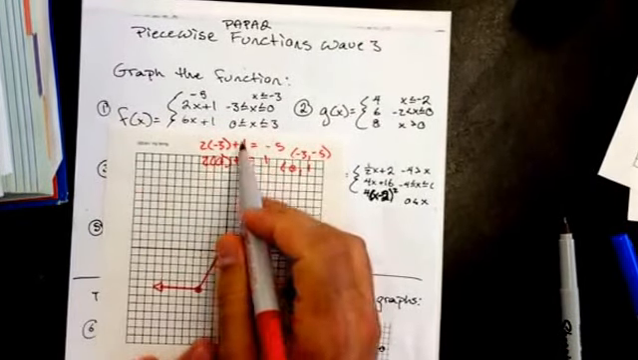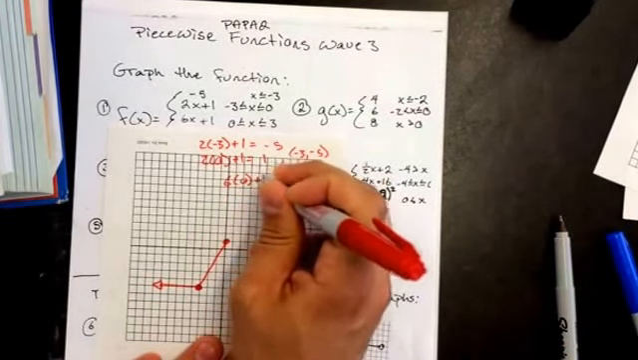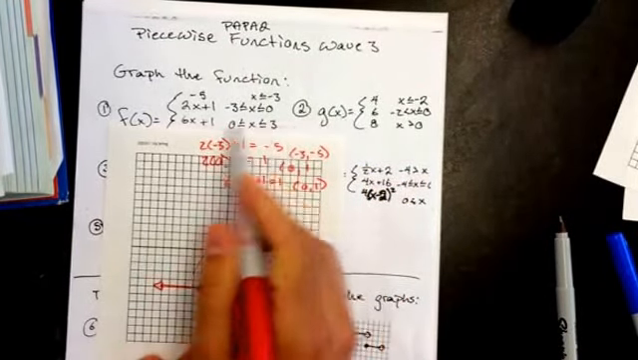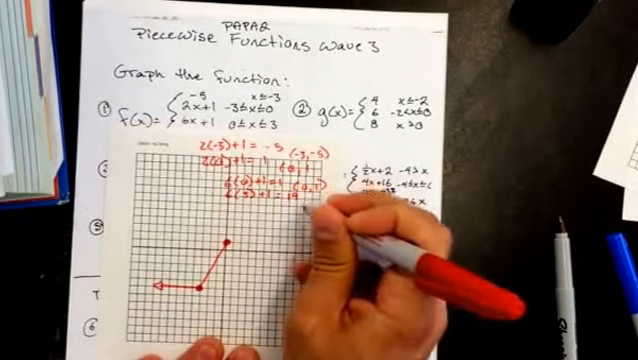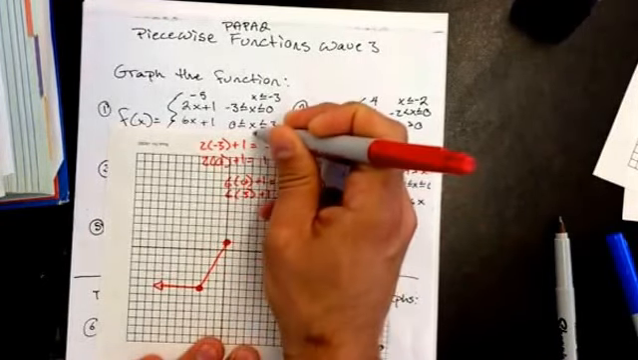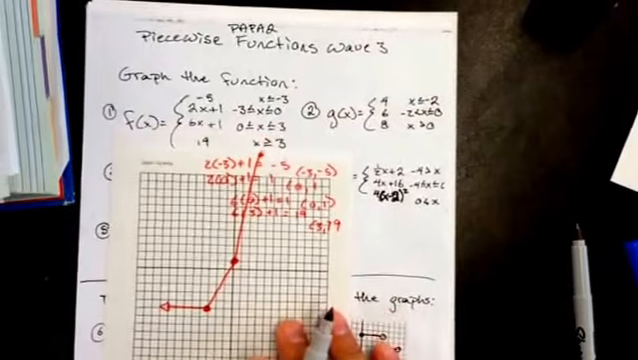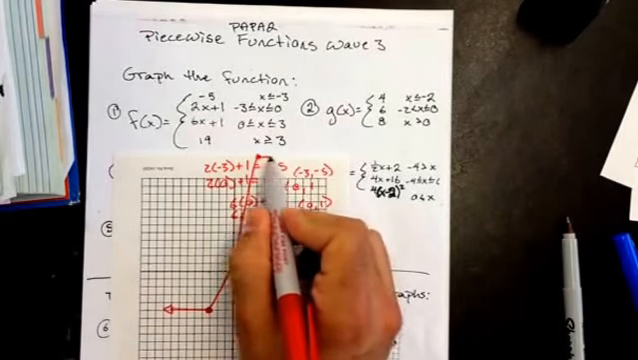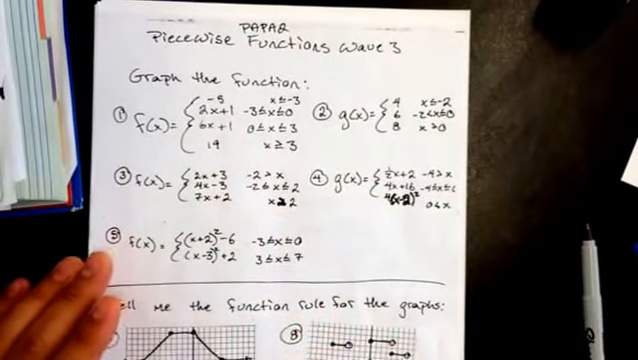The next rule is 6x plus 1, which starts at 0. So I plug in 0. 6 times 0 plus 1 equals 1. So it goes through the point 0, 1, which is right here. And then I'm going to go to the ending value. 6 times 3 plus 1, which is 19, which means it goes through 3, 19. So I'm going to go to 3, 19, and I'm going to connect those two. And then the last rule, f of x just equals 19. So from this point on, it's a horizontal line at 19. And that's how you graph it out. I'll do another one.